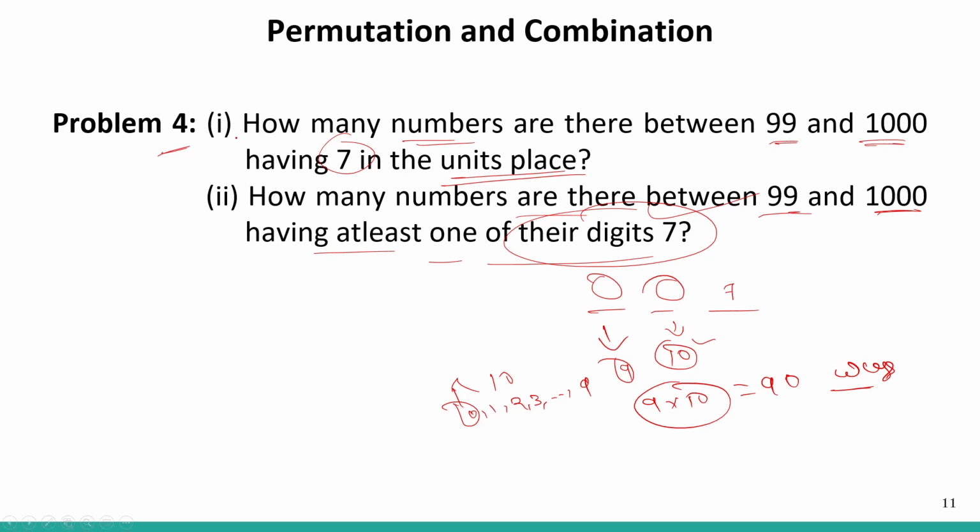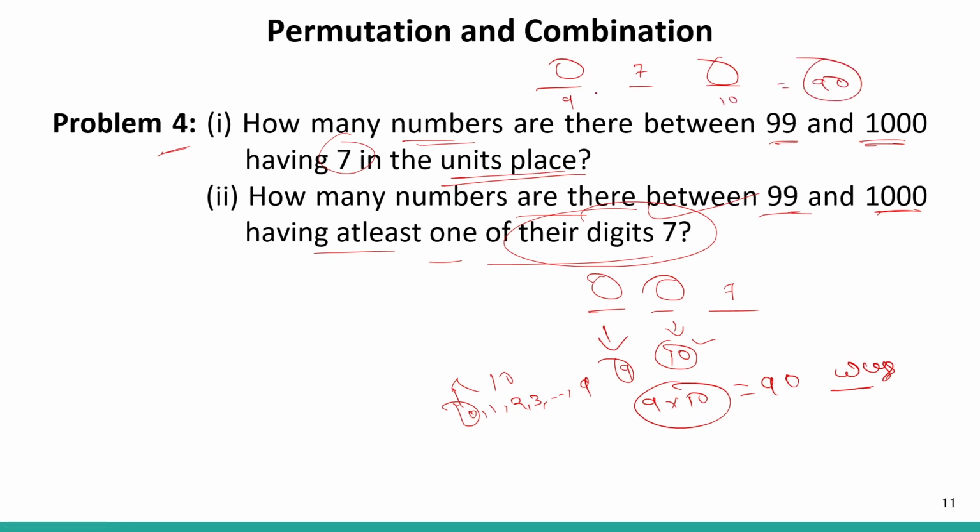Okay, so if it would have been asking how many numbers are there between 99 and 1000 having 7 in the 10th place. Again you have 3-digit numbers only. So 7 is in the 10th place, so only 2 choices are remaining, right? For this you have 9 choices, because 0 can't be here, otherwise it will be less than 99. And for here you have 10 choices, so it will also be 90.